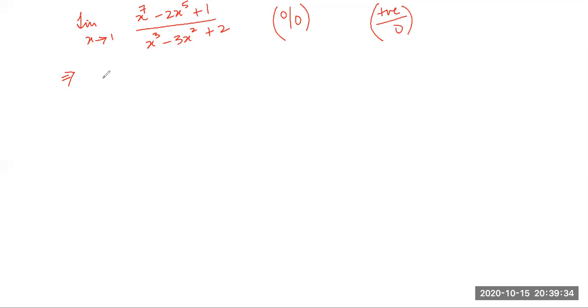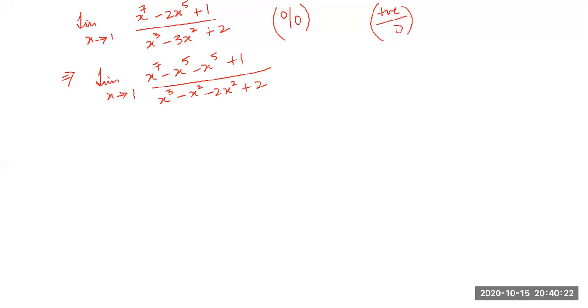So this is equal to limit x approaches 1. How can you do it? I write like this: x raised to power 7 minus x raised to power 5 minus x raised to power 5 plus 1. Can I write like this? Right? So similarly, now think, what will I do here? x cube minus x square minus 2x square plus 2. Right? Why did I do like this? Because here I'll get x square minus 1. Here also I'll get x square minus 1.